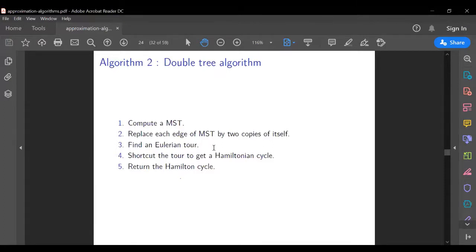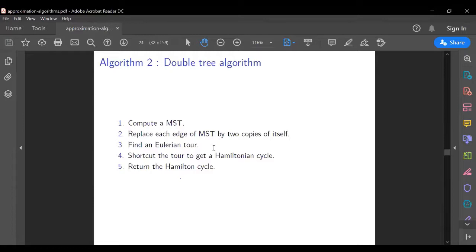Again I'll repeat, an Eulerian tour is: you have to start with a vertex, go through each and every edge that is present in the graph, and come back to the same place where you have started. That is called an Eulerian tour or Eulerian cycle.